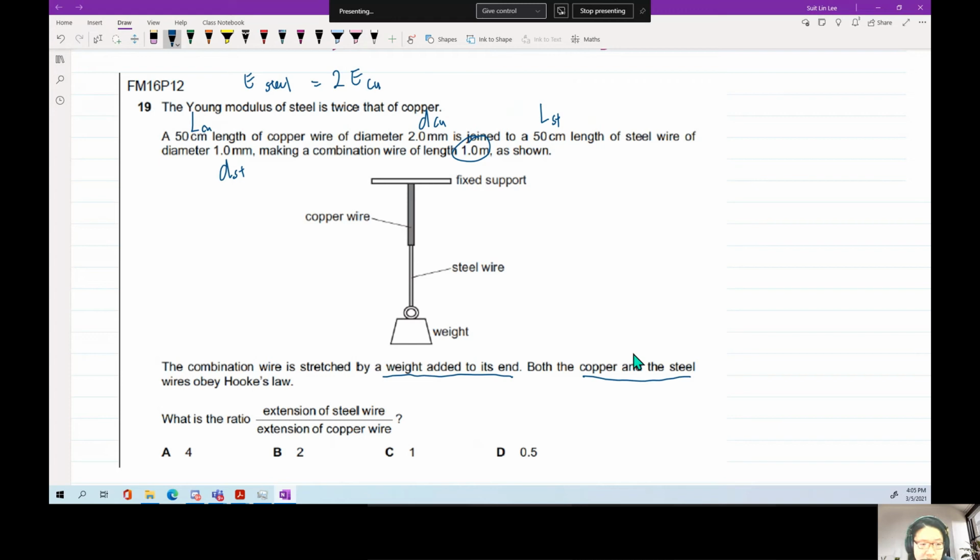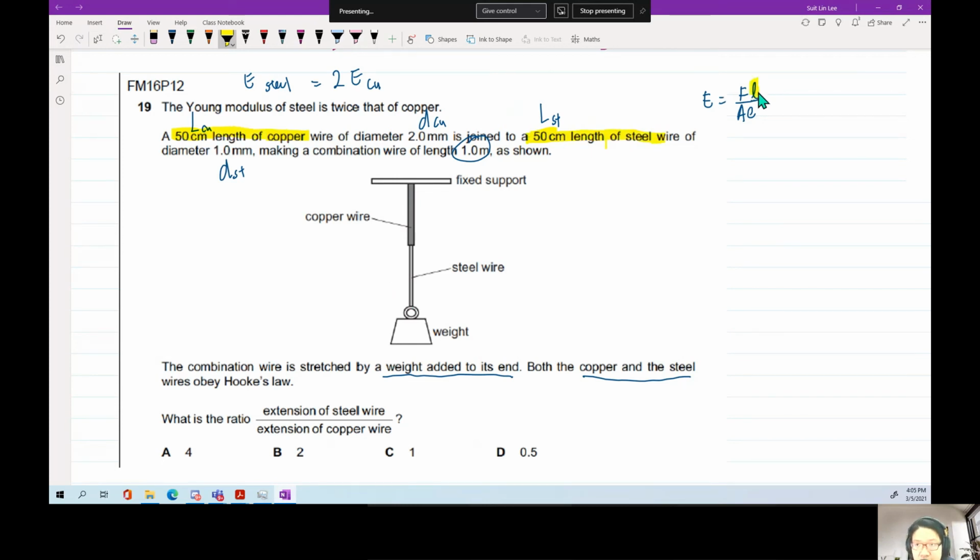So for this one, you think about the Young modulus law. Young modulus is F over A, e over L. I can see that the length is constant because both are 50 cm, 50 cm copper, 50 cm steel.